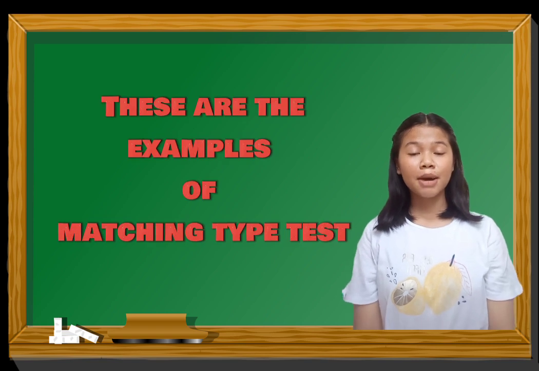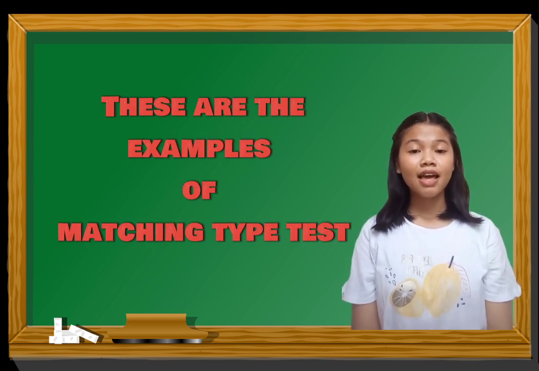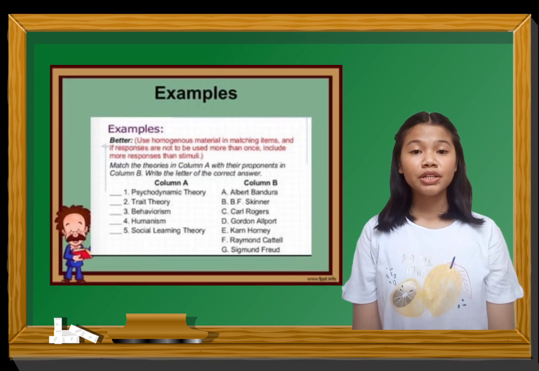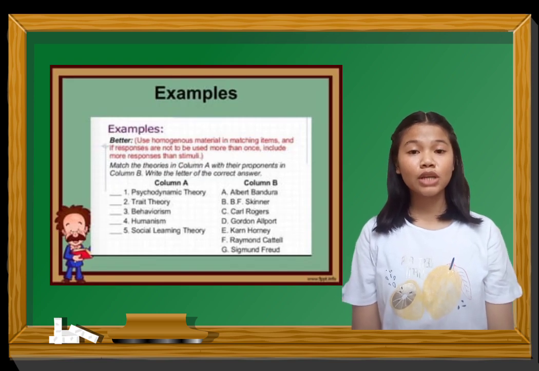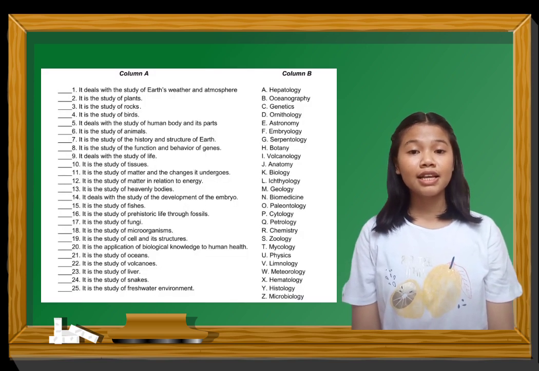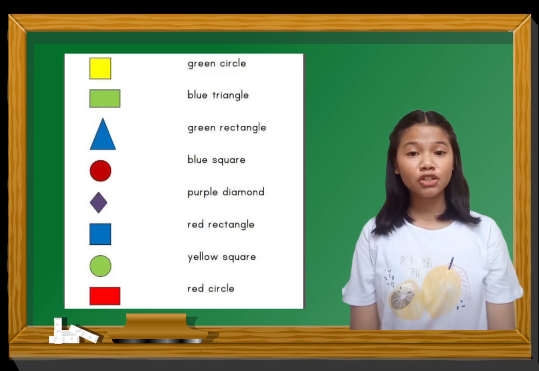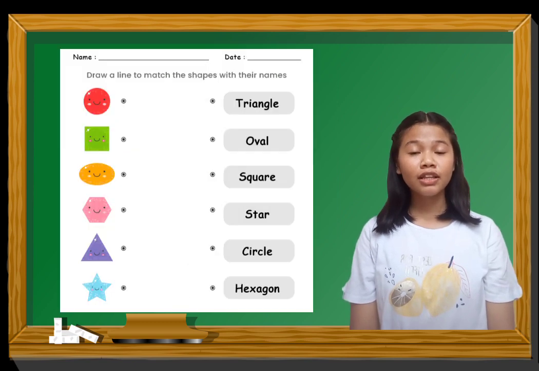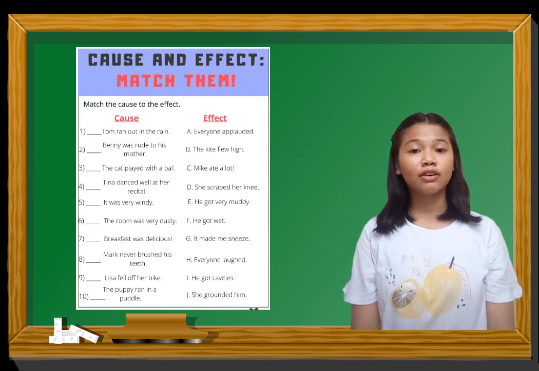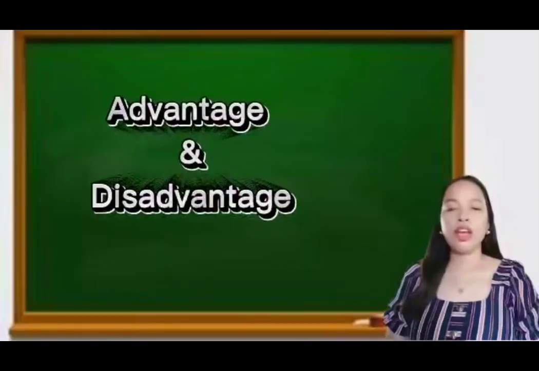These are the examples of a matching type test, and we have here matching the definition and its term. Example in number 2, it is a study of plants, and the answer is H, which is botany. Second is the picture and its label. Third is the symbol and the symbol's name. And lastly is the cause and effect.